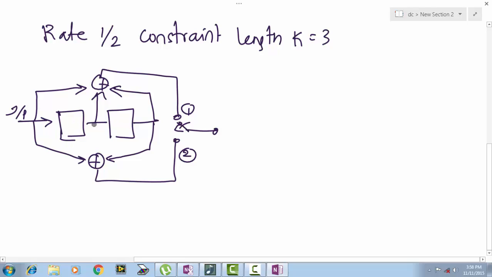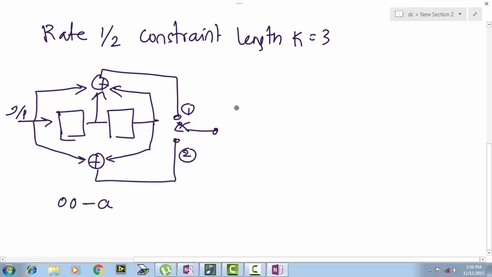So the encoder can have a maximum of 4 states because we are having two memory elements. So states can be either 0 0, 0 1, 1 0, or 1 1. So there may be 4 possible states. Let us denote the initial state 0 0 with A.